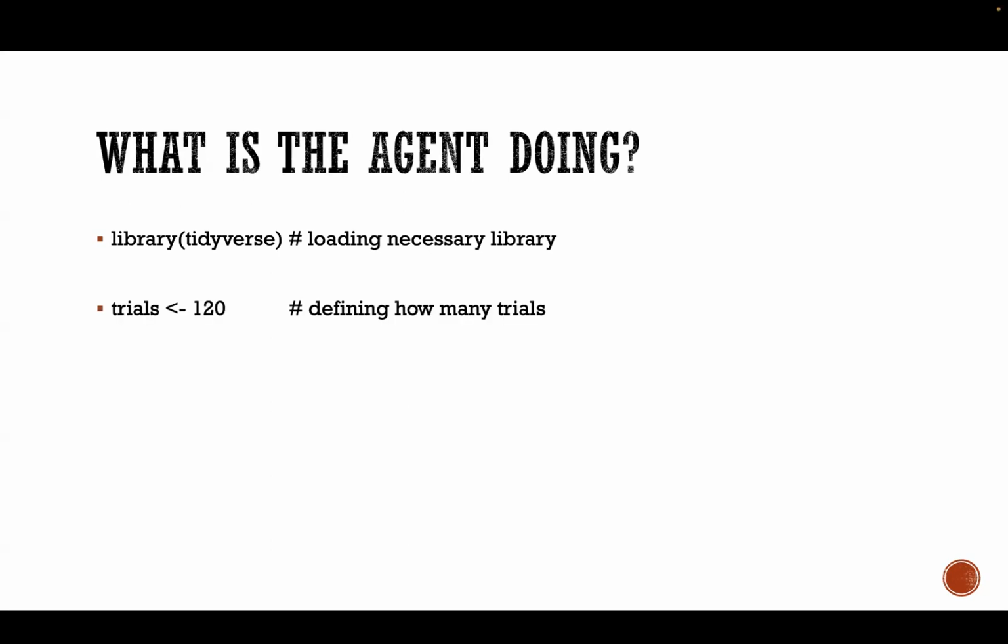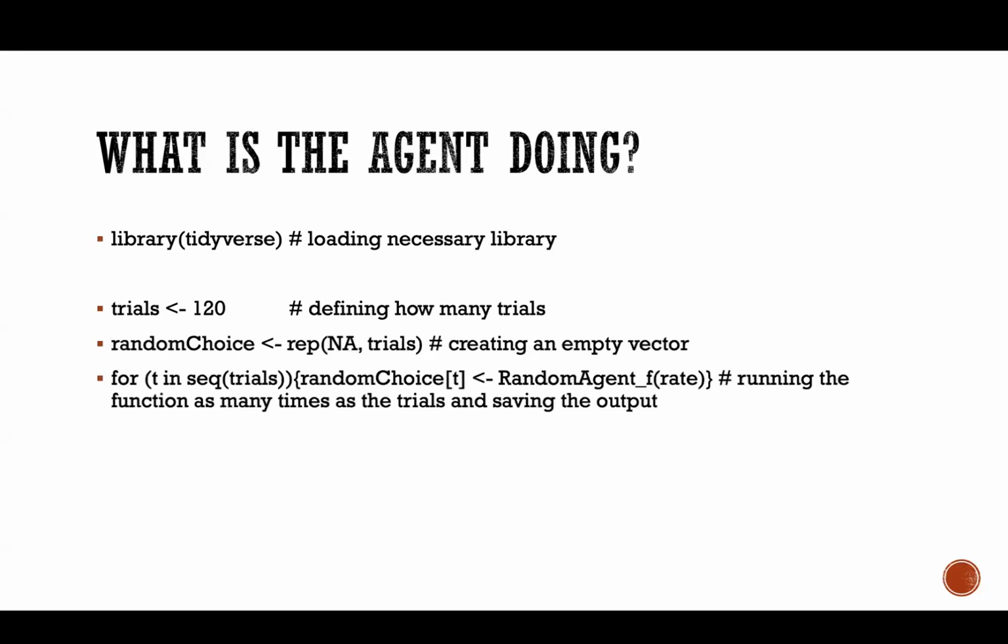We define how many trials, 120, just because. We create an empty vector for the random choice. We repeat NA as many times as the trials. And then we say that for t in the sequence of trials, this will generate a vector that has all the numbers between 1 and 120, the random choice at trial t is produced by the random agent function with rate.